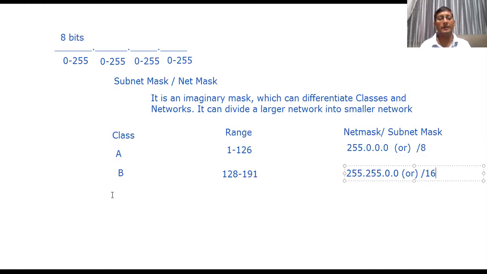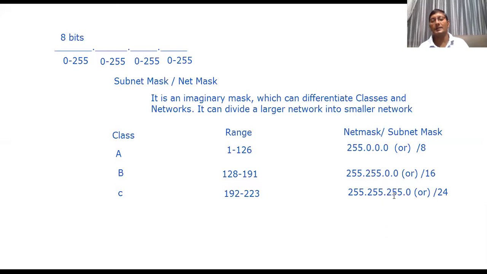Similarly, if you take class C, the range is 192 to 223. These ranges you must remember, otherwise you can't identify class A, class B, class C. Here I am saying 255.255.255.0, which is also represented as /24. So 8 plus 8 plus 8, three 8s, we can say 24. So you can represent it with /8, /16 or /24 based on the class.